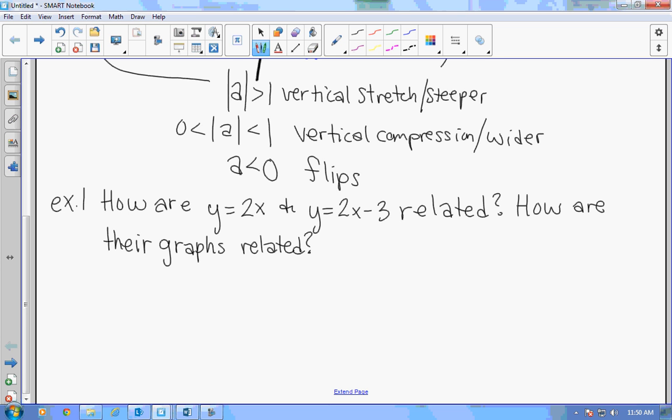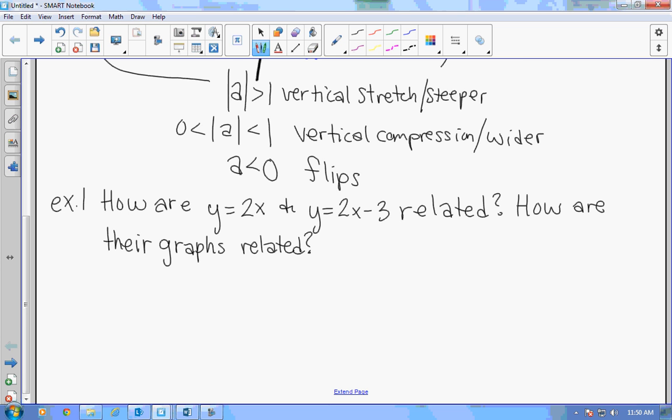Okay. What's the difference between 2x and 2x minus 3? Minus 3. What do you think minusing 3 does?